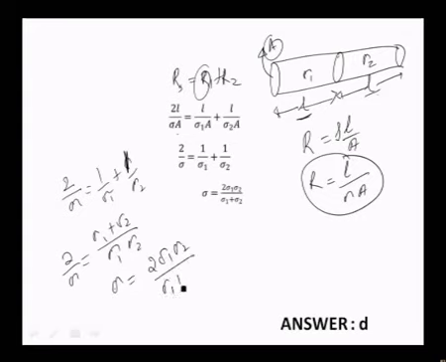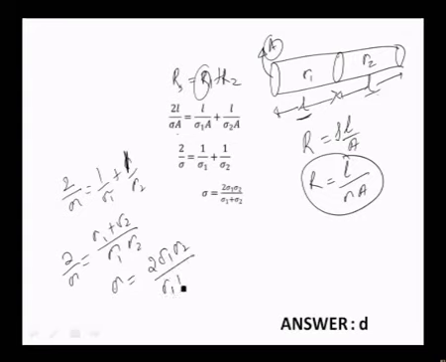Question number 21. Identical pieces of germanium and copper are taken and cooled. Option A, resistivity of both increases. B, resistivity of both decreases. C, resistivity of copper increases and germanium decreases. D, resistivity of copper decreases and germanium increases. Okay. First we know the basic concept.